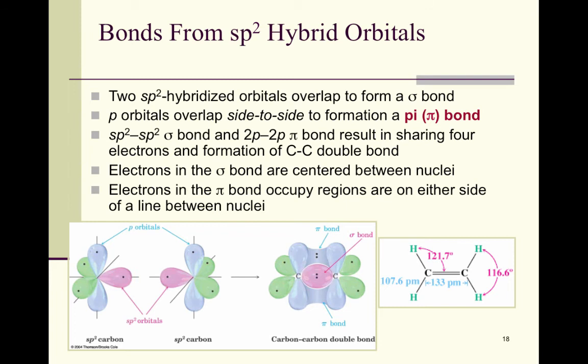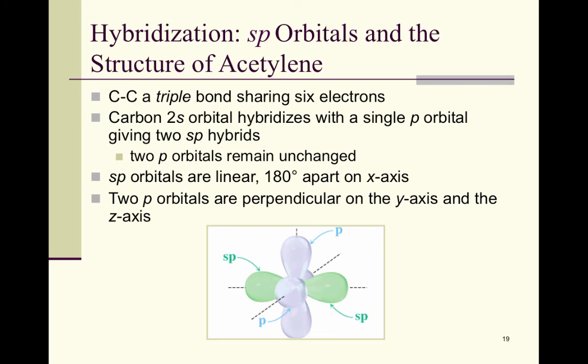But now that we're at the higher level, you do need to know the actual bond angles, and they are different. You need to know that the hydrogen-carbon-carbon bond angle is 121.7 degrees, whereas the hydrogen-carbon-hydrogen angle is 116.6. So when you're asked for these specific angles, you must give them. You cannot give an answer of 120. You do have to know these numbers specifically. The triple bond is sharing 6 electrons.